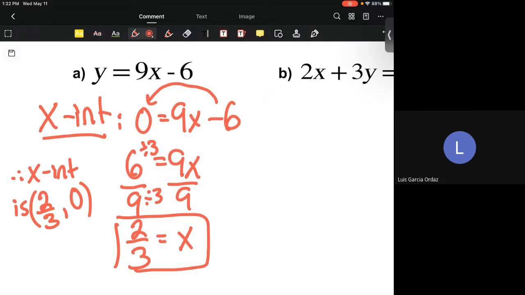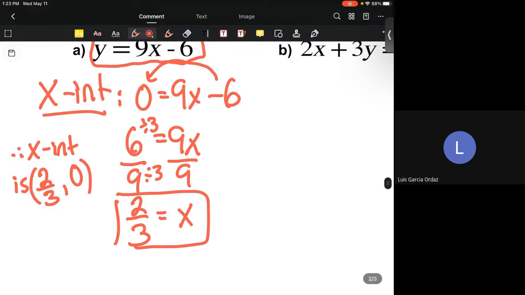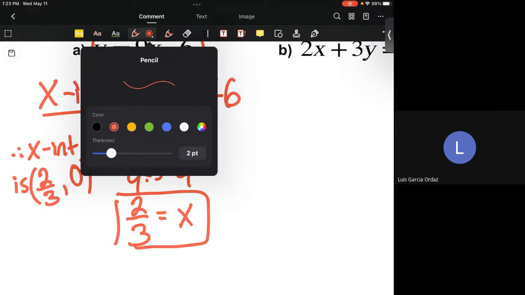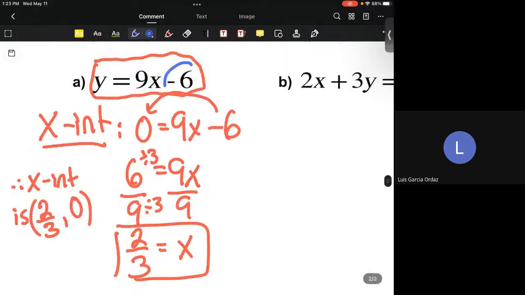The y-intercept is pretty easy. So is this guy in y is equal to mx plus b? Yes or no? Is y equal to 9x minus 6 in the form y is equal to mx plus b? Yes. Yep. So you technically don't have to do any math to find the y-intercept because the y-intercept is always going to be the last number when it's in y is equal to mx plus b.